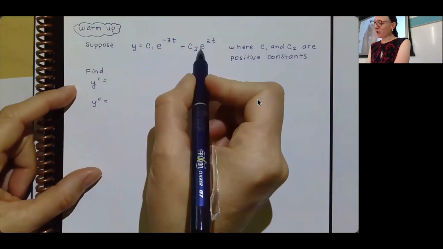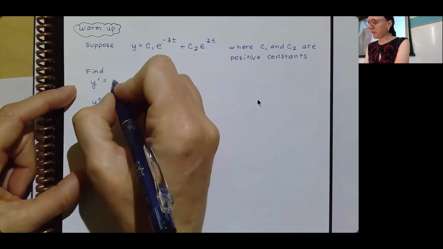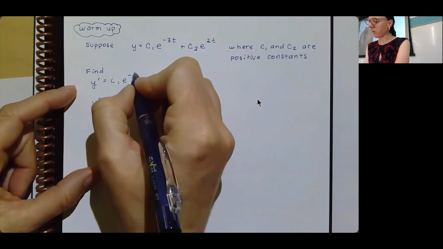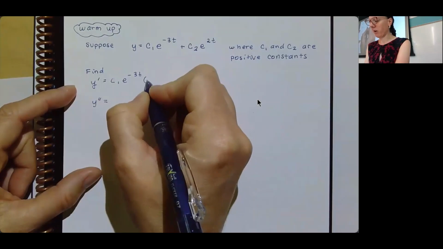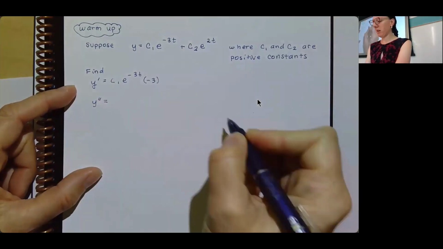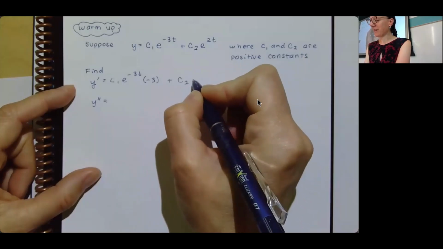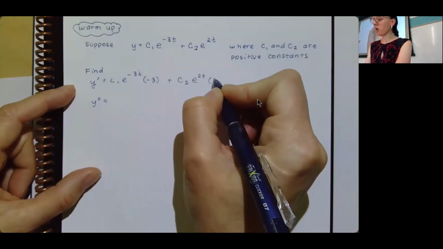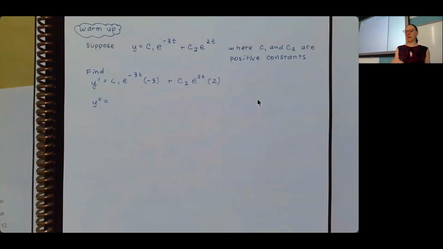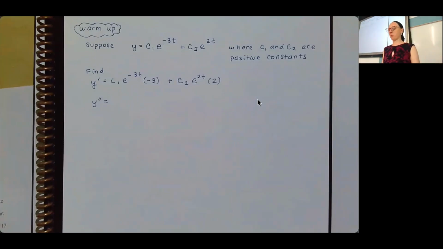So when I take this first derivative, I would have C1 e to the negative 3t times negative 3. And then I'll end up with C2 e to the 2t times 2. Totally fine if you want to put those constants out in front. Choice is up to you.